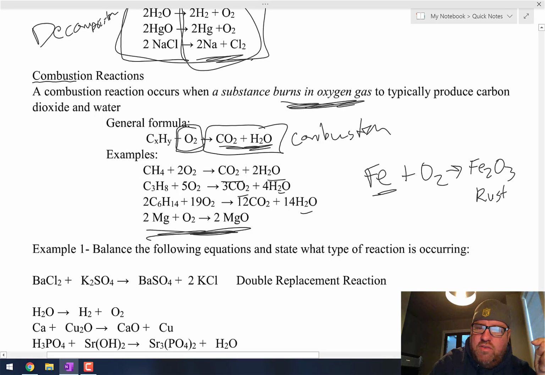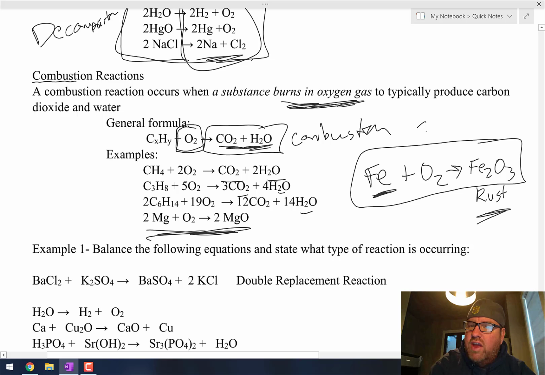But if I say you leave your wheelbarrow outside and then you come out in the morning after it's rained and it's all rusty, what type of reaction is that? Well, that's not a combustion reaction. What type of reaction is that? That is a synthesis reaction.